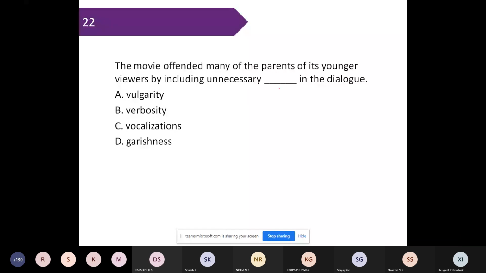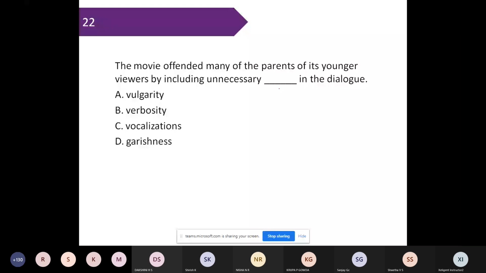Okay, good. That can be the negative guess word. So the correct answer is, all of you have given the correct answer. That's vulgarity. Okay. So if you take other options, verbosity. Verbosity means knowing a lot of words.